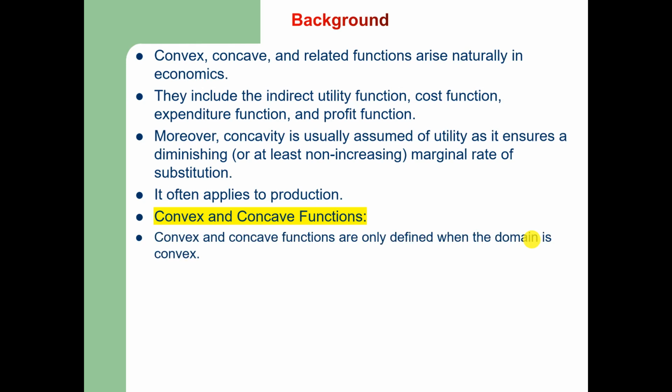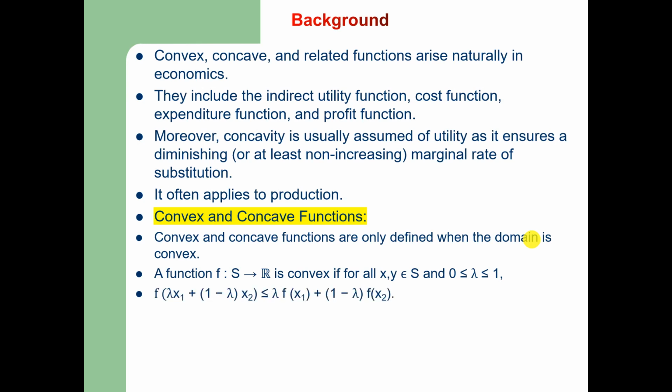Convex and concave functions are only defined when the domain is convex. And what does it mean? A function f mapping the domain S into R is convex if for all x and y in S and 0 is less than or equal to lambda is less than or equal to 1, then f of lambda x1 plus 1 minus lambda x2 is less than or equal to lambda f of x1 plus 1 minus lambda f of x2. So if this condition is met, then that function f is convex.